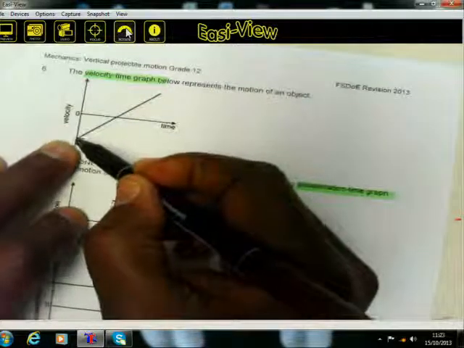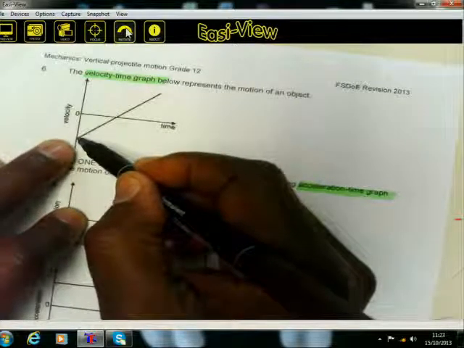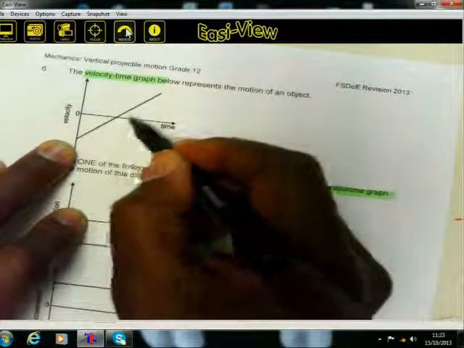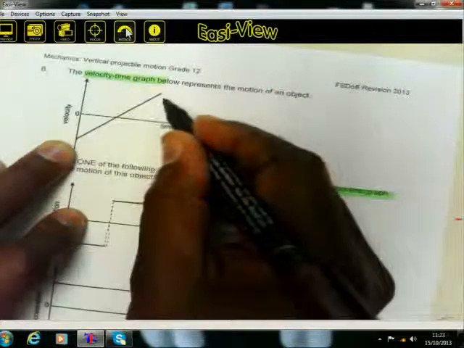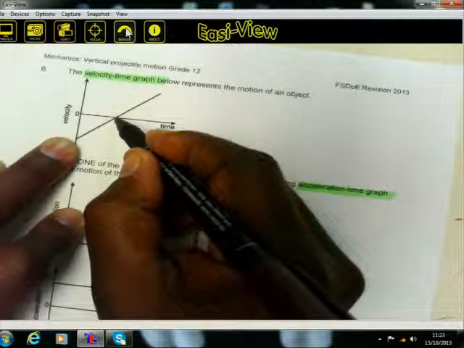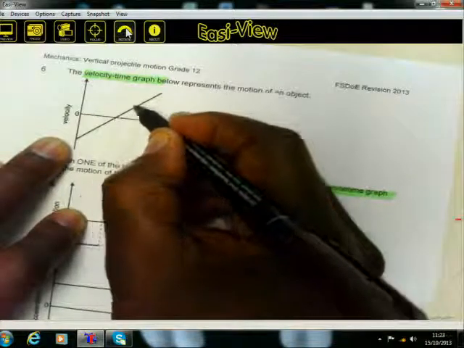The object starts with a certain velocity. The velocity in this case increases. If we look at the positive, the slope of the graph is positive. That means the acceleration is positive. So the velocity increases from a negative value to 0. Then it increases there again. So we realize that if this is a velocity time graph, the slope of the graph is positive.